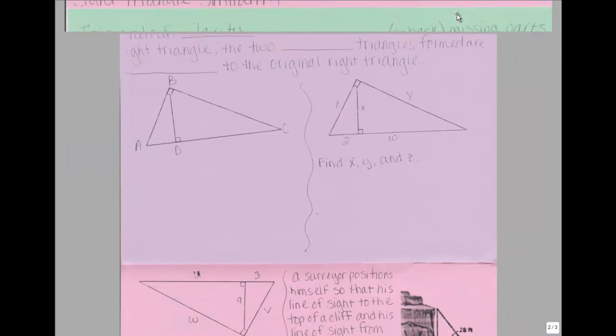And this goes over geometric mean. So it says when an altitude is drawn to the hypotenuse of a right triangle, the two right triangles formed are similar to the original right triangle. So all that means is that we do have three separate triangles on this larger triangle.